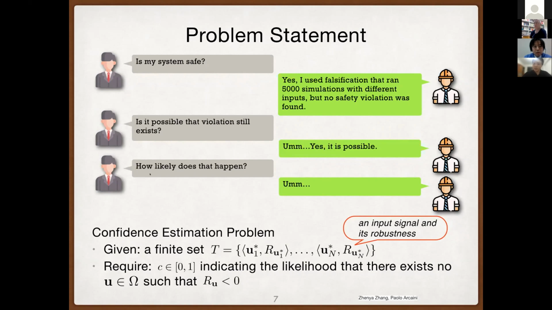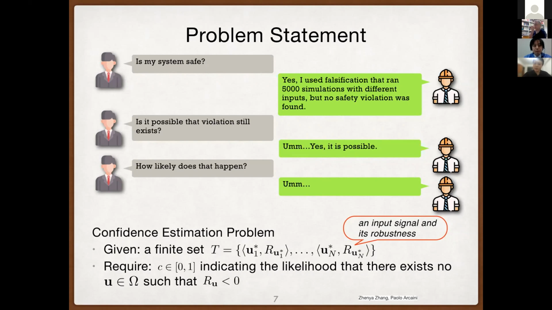And then the user asks, how likely does that happen? Then it's hard to answer. Indeed, this is an intrinsic problem of testing. When there's no counterexample found, it doesn't give you any safety guarantee on the safety of the systems. So in this work, we propose a confidence estimation method based on the simulations run by the falsification.